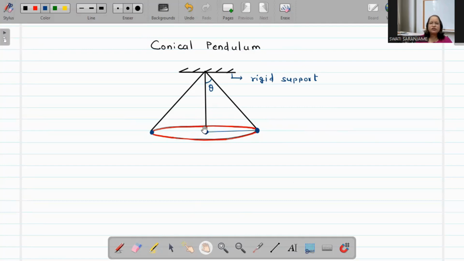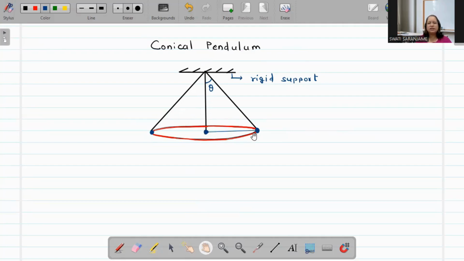Now, if this string of a simple pendulum is revolved in such a way that the string moves along a surface of a right circular cone with axis of a right circular cone to be vertical. What I said is, if the string of a simple pendulum is revolved in such a way that it moves along the surface of that right circular cone with the axis of a cone being vertical.